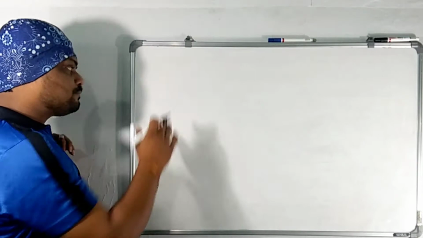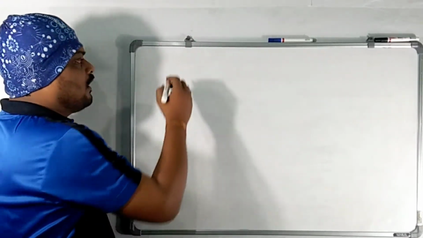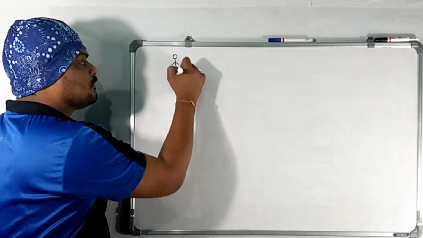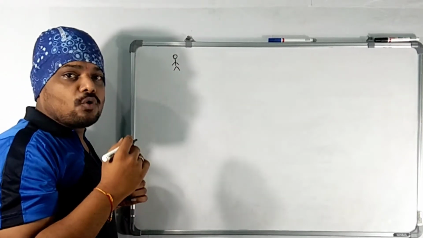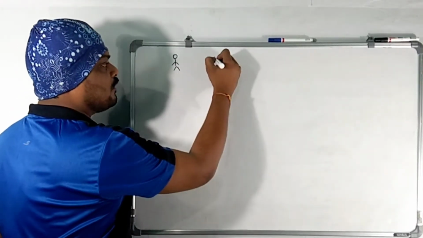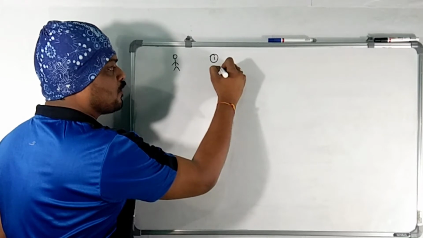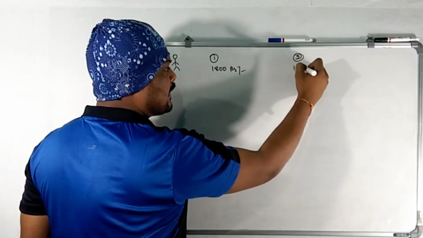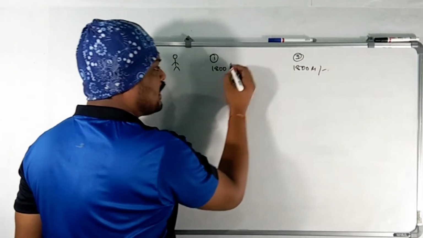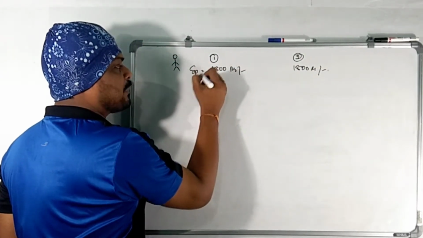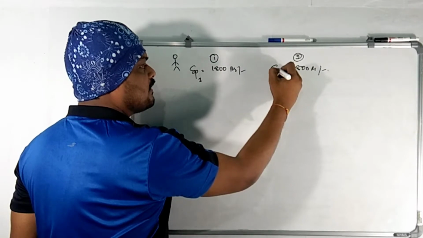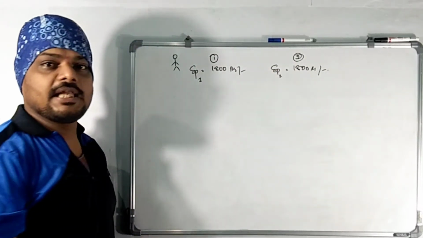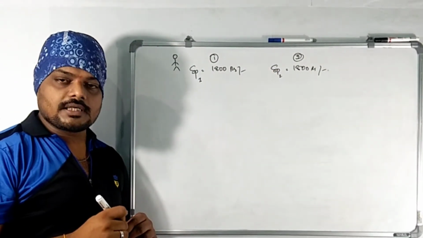So here are the conditions. A shopkeeper sold two articles. He sold the first article at 1800 rupees and the second article also at 1800 rupees. These are the selling prices of the first article and the second article.